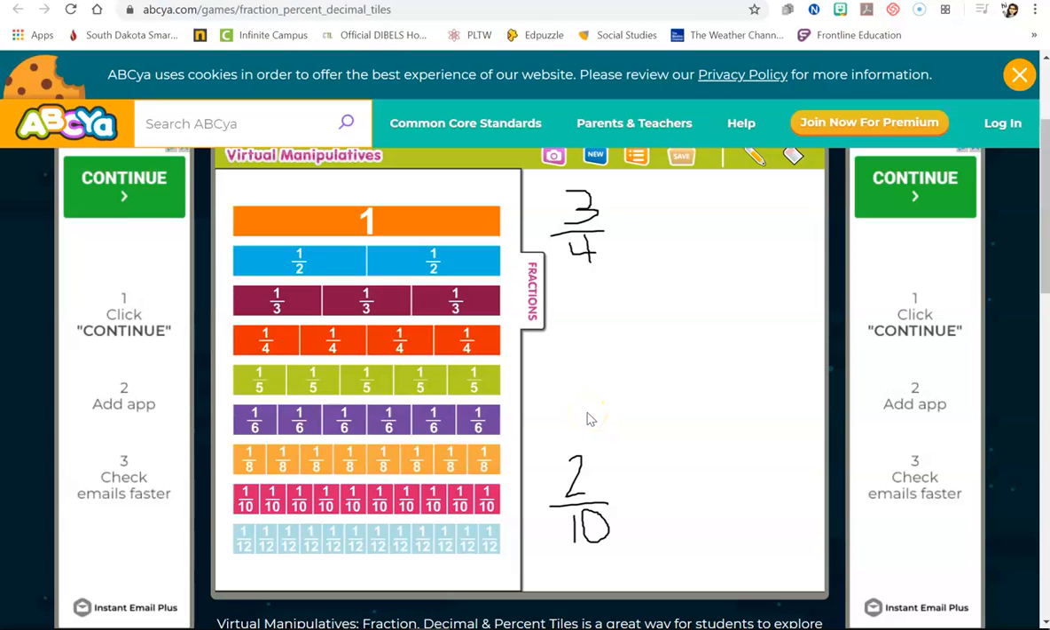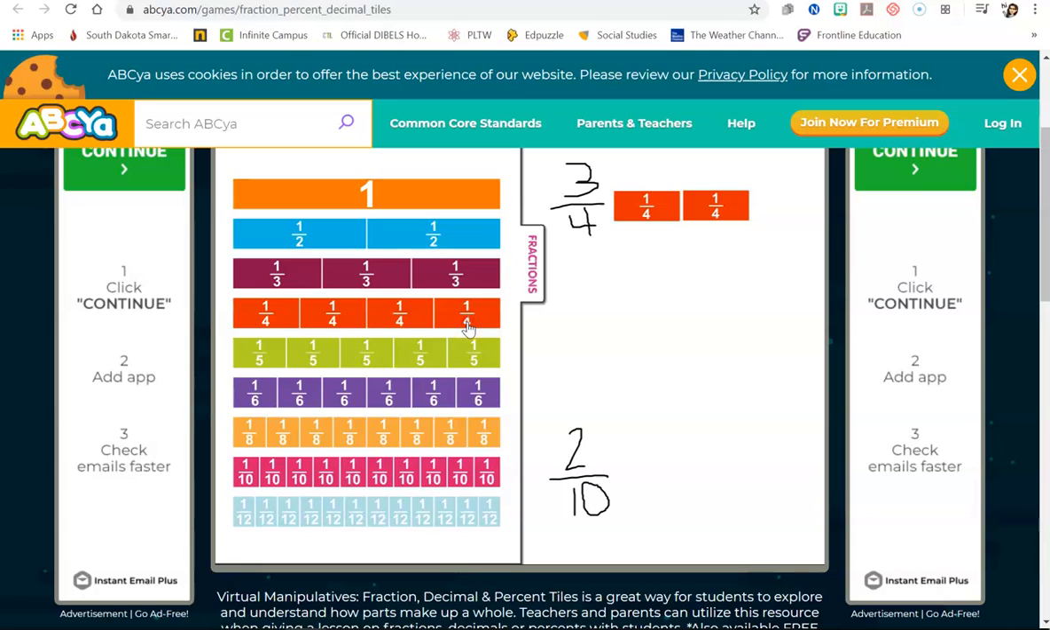See how we all did finding equivalent fractions. So the first one I asked you to do was 3/4. So I'm going to drag 3/4, 1/4, 2/4, and 3/4, the best that I can.